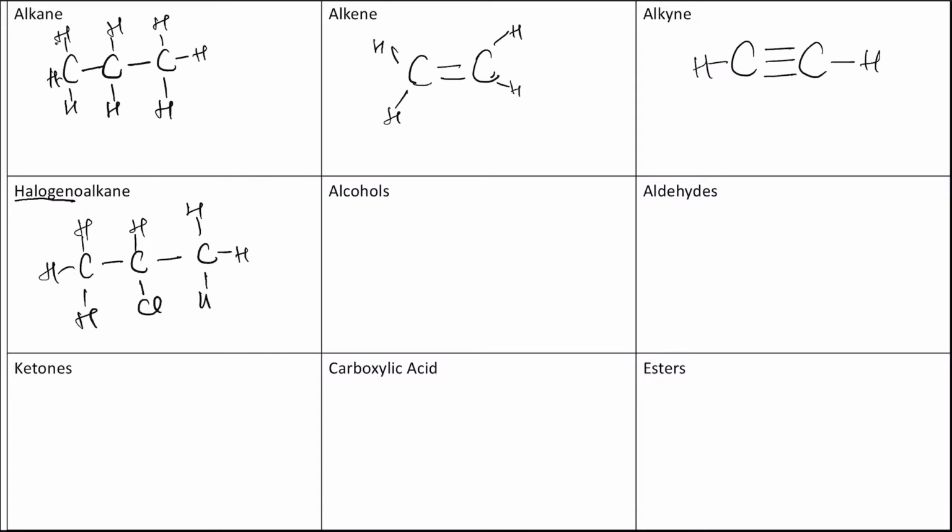Okay, so that is a halogenoalkane. And then we come to our alcohols. So you have CCC. It's all single bonds as well, but you have an OH. Yeah? So this is CH3. This could be CH2, and that is an OH. So this is actually ethanol.